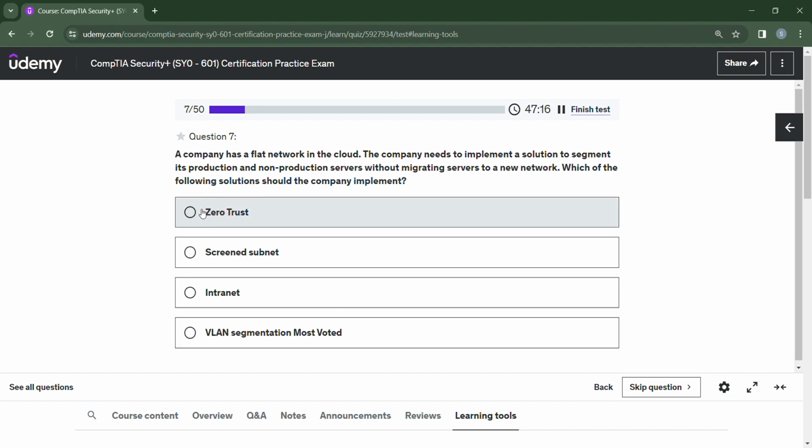Company has a flat network in the cloud. The company needs to implement a solution to segment its production and non-production servers without migrating to a new network. Which of the following solutions should the company implement? VLAN, I believe.